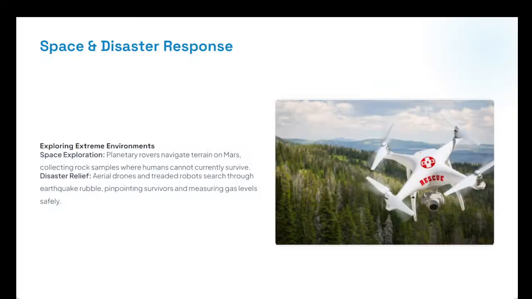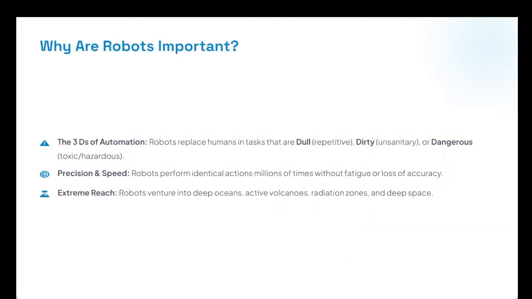Space and disaster response. Exploring extreme environments. Space exploration: planetary rovers navigate terrain on Mars. Terrain meaning rocky surfaces. Collecting rock samples where humans cannot survive. Disaster relief: aerial drones and treaded robots search through earthquake rubble, pinpointing survivors and measuring gas levels safely.